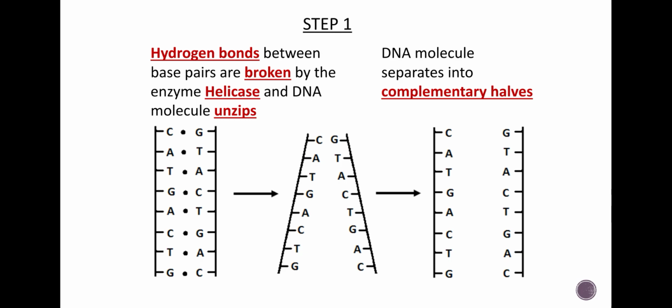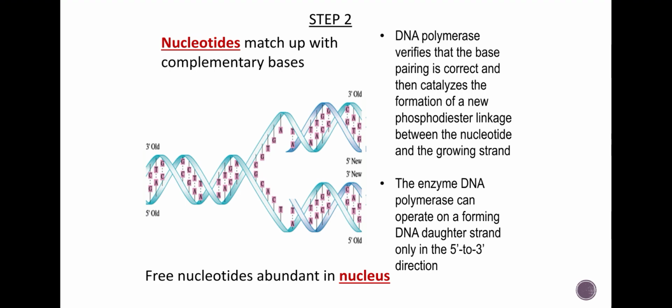The bases of the separated strands are no longer connected by hydrogen bonds. They can pair with free individual nucleotides present in the cell's nucleus. The base pairing always involves C pairing with G and A pairing with T. The pairing process occurs one nucleotide at a time.